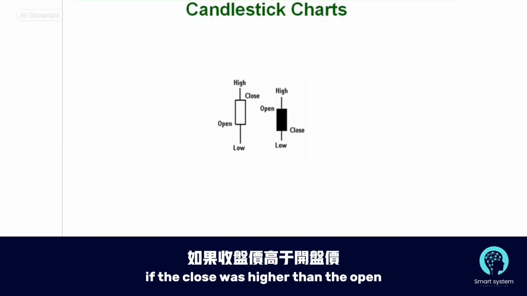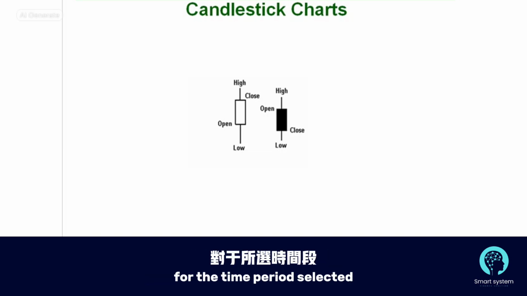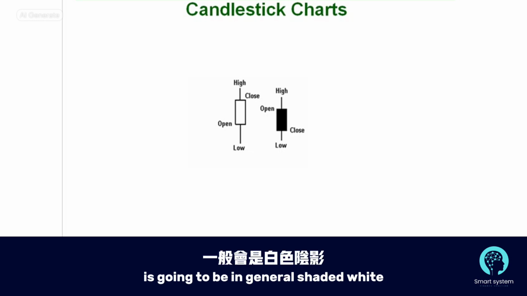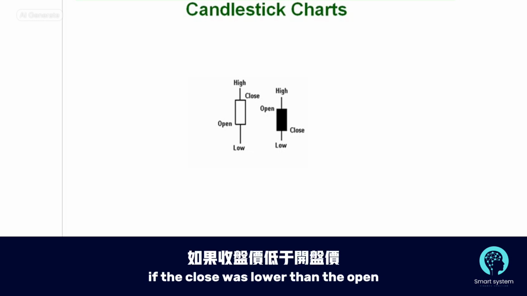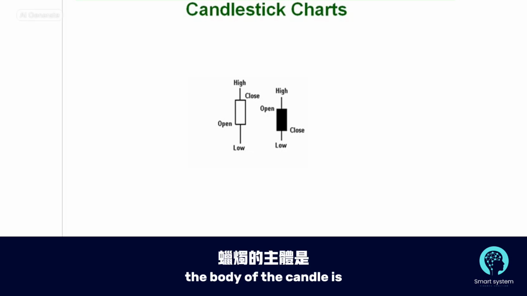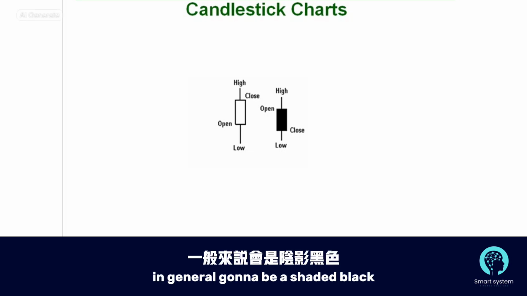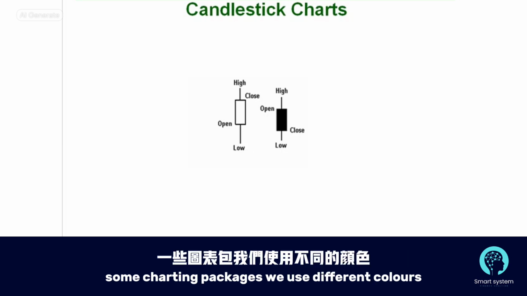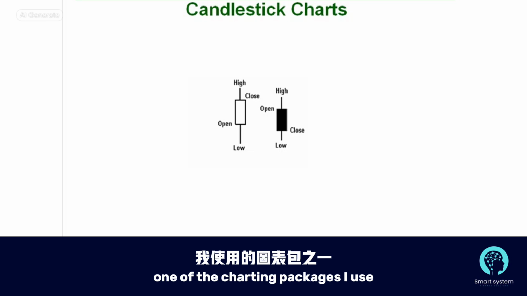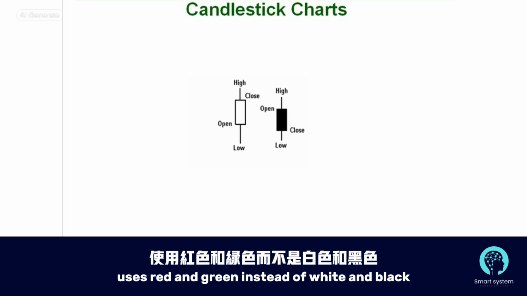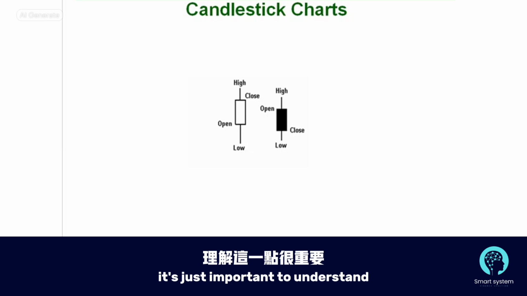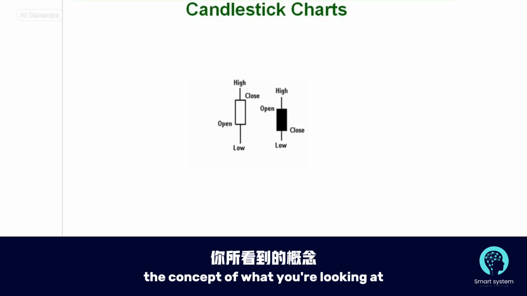If the close was higher than the open for the time period selected, then the body of the candle, which is the middle part, is going to be in general shaded white. If the close was lower than the open, the body of the candle is, in general, going to be shaded black. As you can see here, and I say in general because some charting packages use different colors. One of the charting packages I use has red and green instead of white and black. It's not really important what colors are used, it's just important to understand the concept of what you're looking at.